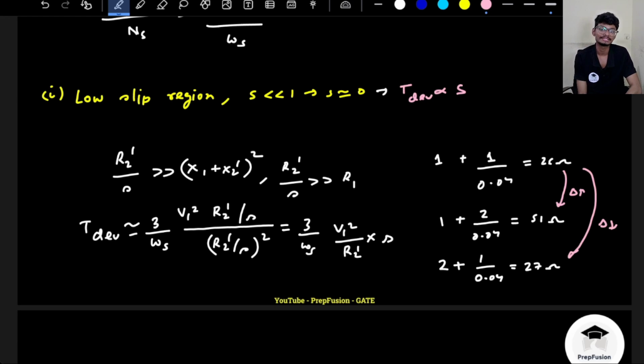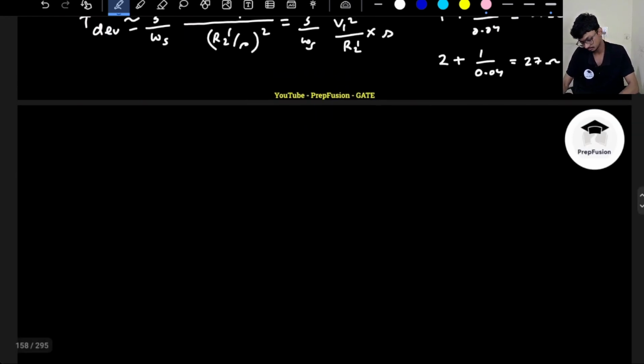Now what happens in the high slip region? What happens in the high slip region? So case 2, high slip region.